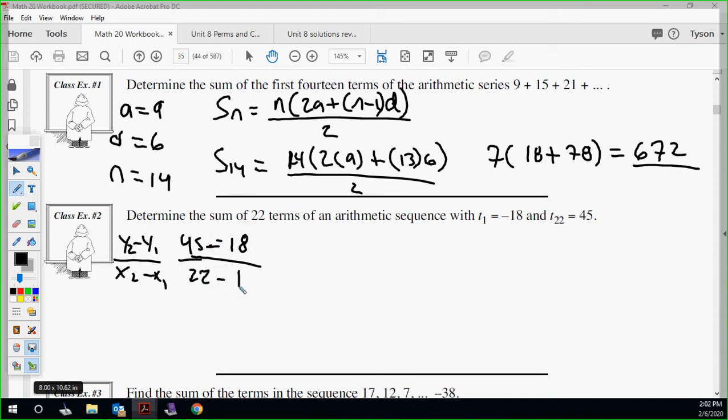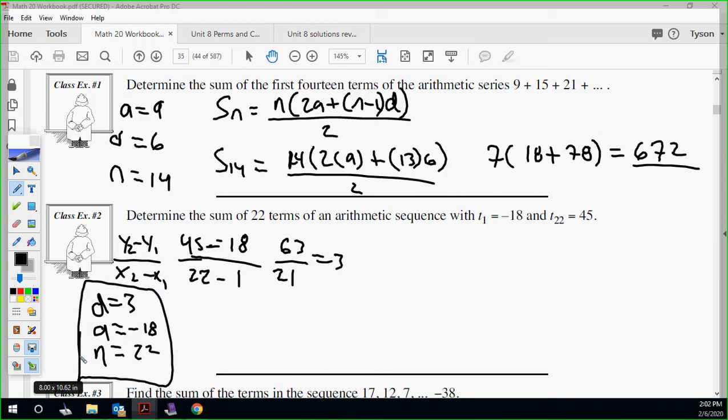Okay, so 45 minus negative 18 gives you, what's that, 63 over 21. So you get 3 as your difference. We know 3 is our difference. We know that a is negative 18. And we know in this case n, they want 22. We now have what we need to use the regular formula.